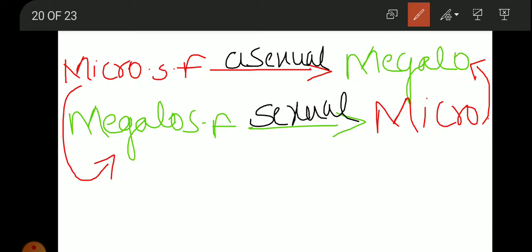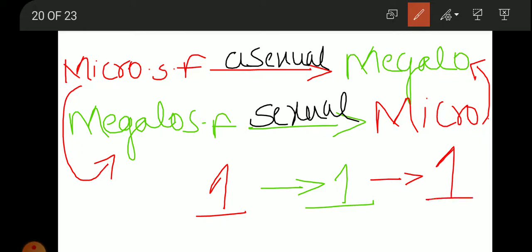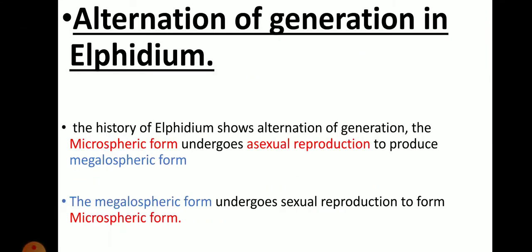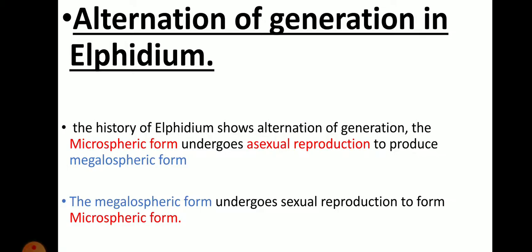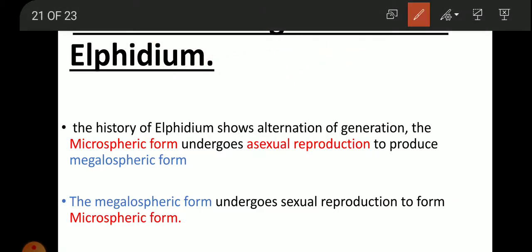Here the alternation is going on. If in one generation the microsporic form is formed, then in the other generation we see the megalosporic form, then in this other generation we see the microsporic form. Okay, I think you have understood. So the alternation of generation in Elphidium, how it takes place, whatever I have explained, is the same. So the life history of Elphidium shows alternation of generation.